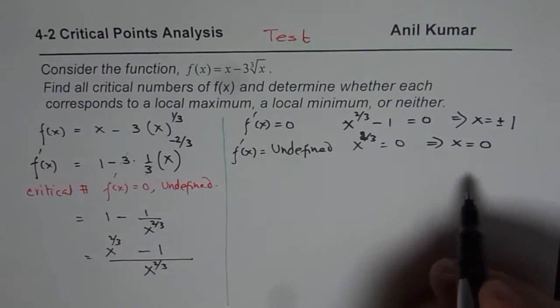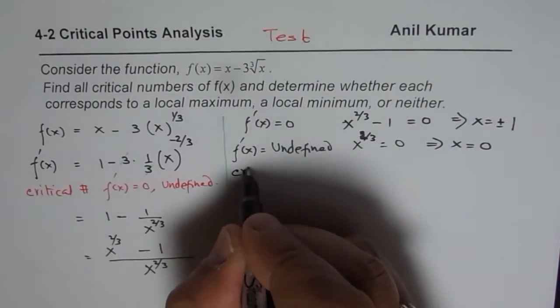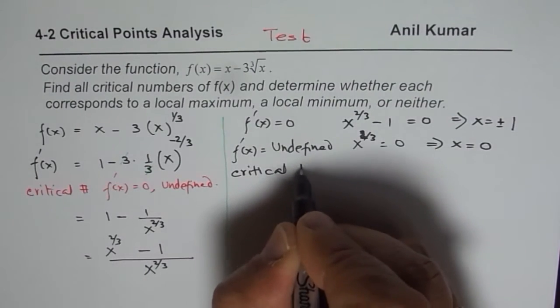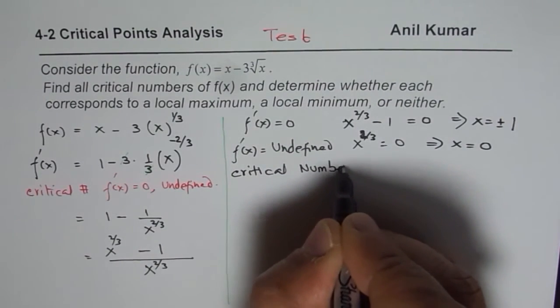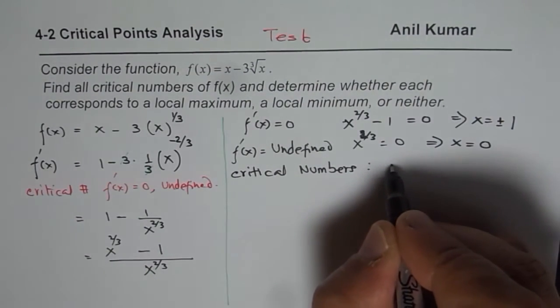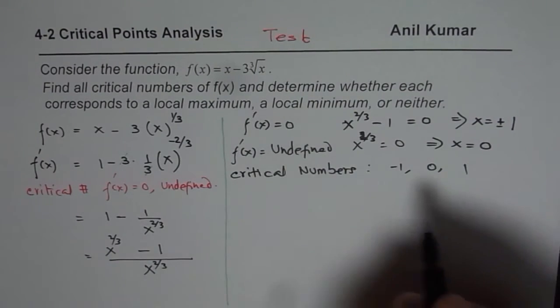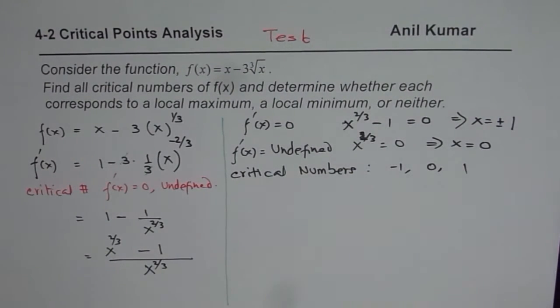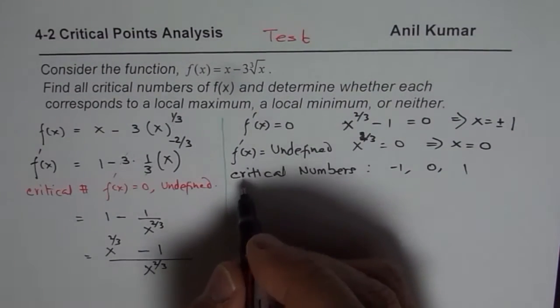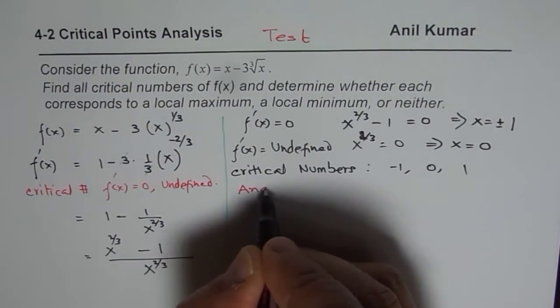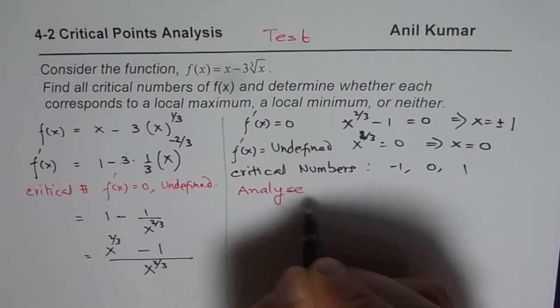So we get three critical numbers. We can say critical numbers are at minus 1, 0 and plus 1. So that is how we get critical numbers. Now to find local maximum or minimum, what should we do? Well, let us analyze the critical numbers, right?